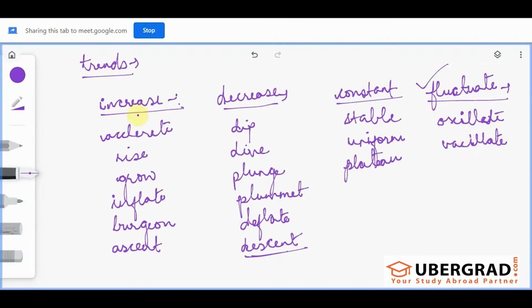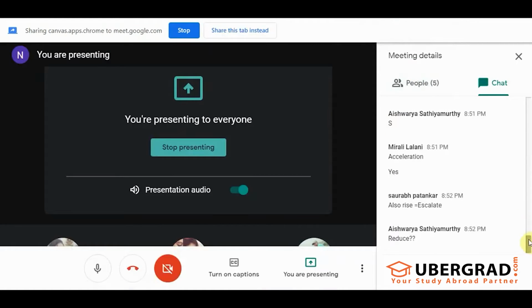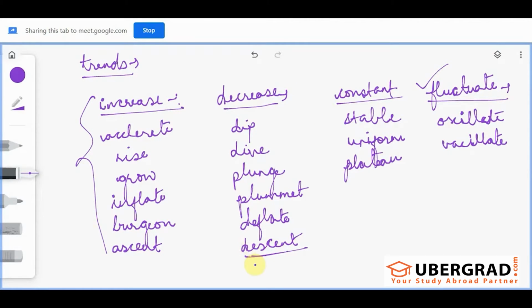right? So you should not repeat because a graph is all about increase and decrease. So you should not repeat the same words again and again. You should try to use different words at different times whenever you want to write. Reduce. Escalate can also be a word. Yes. Reduce. Definitely, Ashwari. I can write reduce under decrease. Good. The value reduced from this to this. You can use reduce.